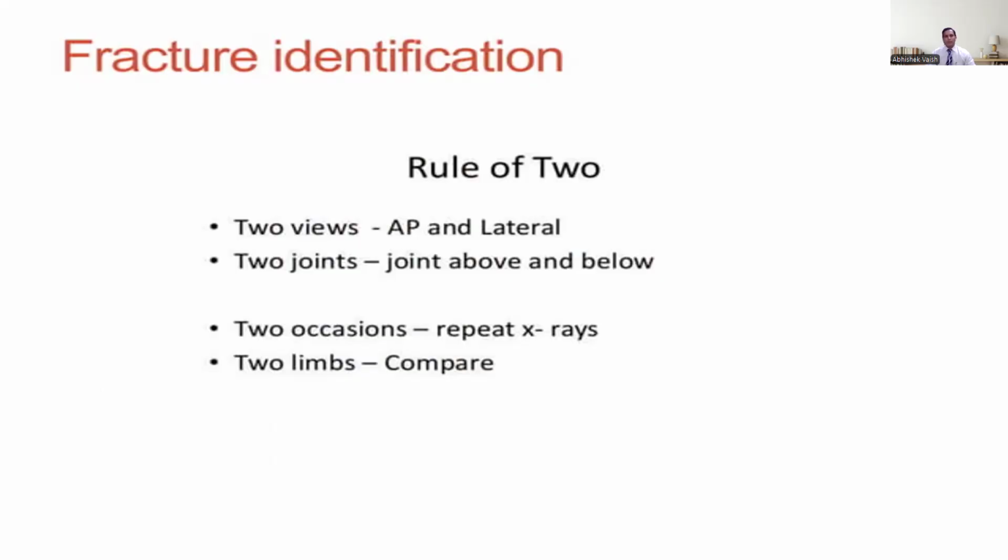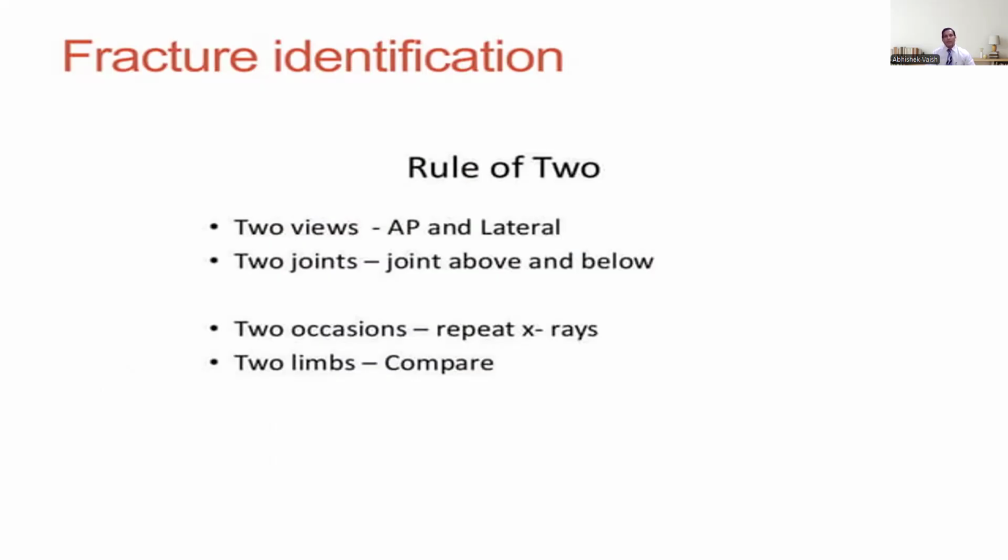So I discussed before the rule of two. Always order at least two views for the part which you are interested in, most commonly an anteroposterior and a lateral view. Look at two joints, one joint above and one joint below. And on two occasions, repeat the X-rays.